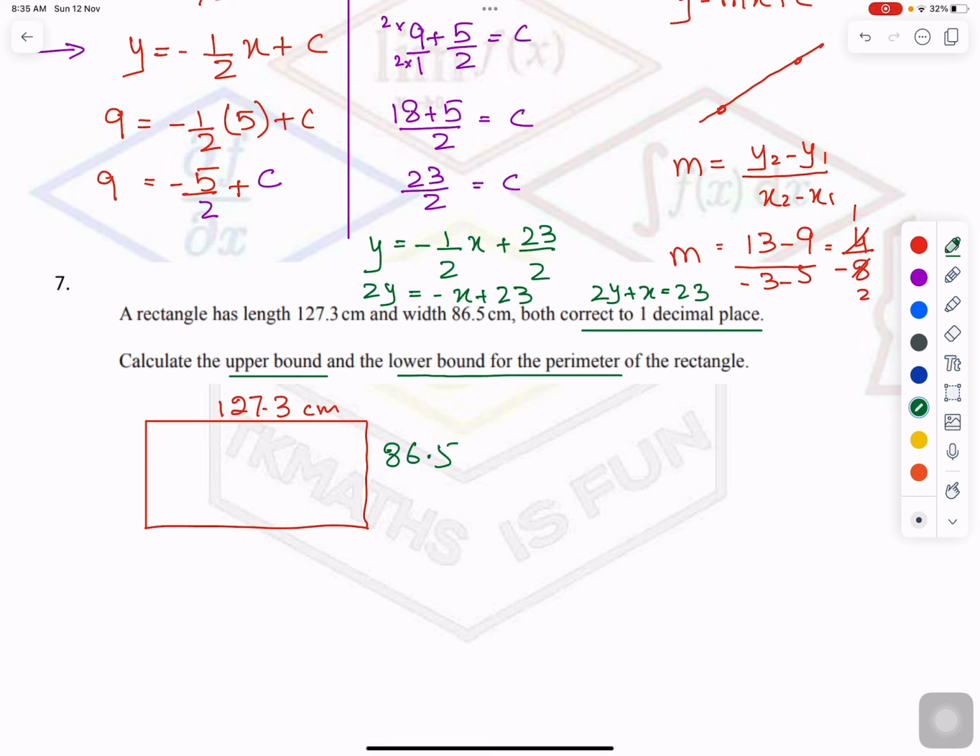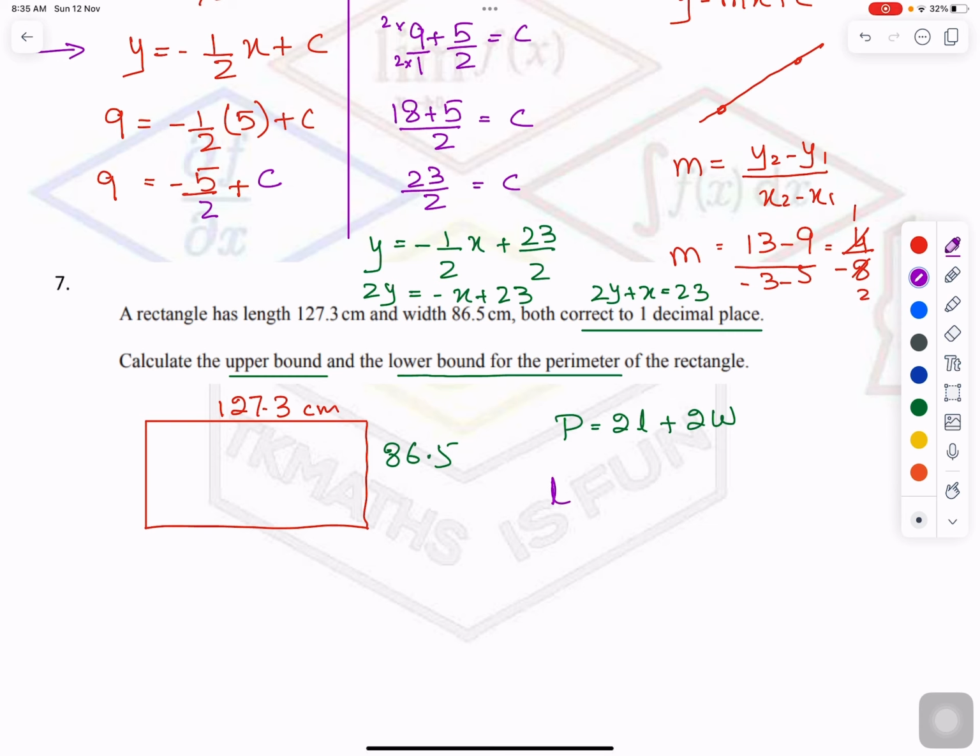Now, the perimeter formula for the rectangle is what? You multiply 2 times length plus multiply 2 times width and add it up. So first of all, I have to find out the upper limit and lower limit, which is called upper bound and lower bound, for length and for width.